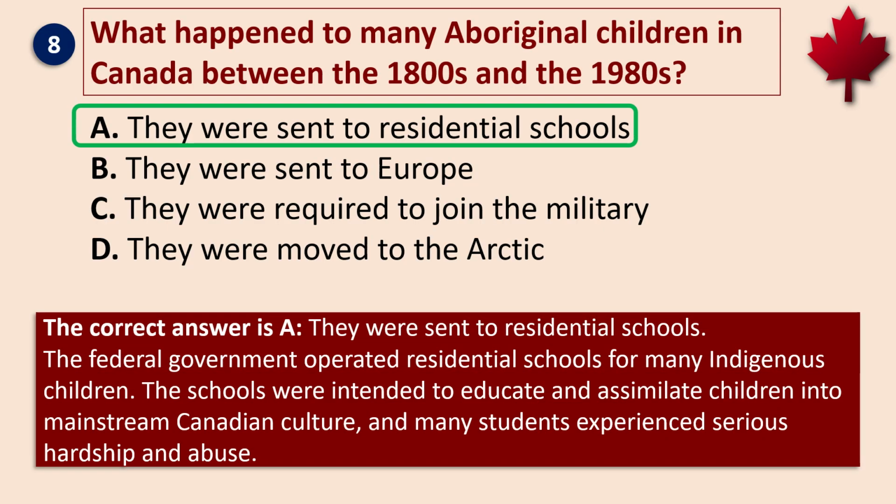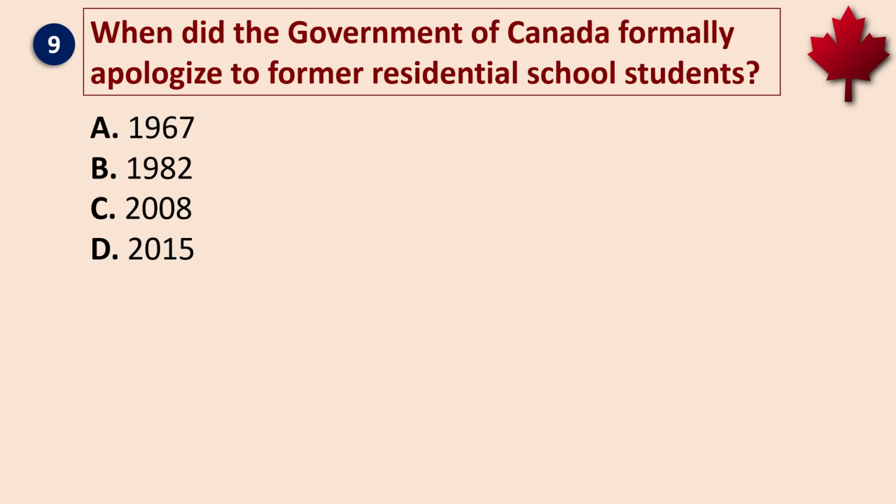The correct answer is A. They were sent to residential schools. The federal government operated residential schools for many Indigenous children. The schools were intended to educate and assimilate children into mainstream Canadian culture, and many students experienced serious hardship and abuse. When did the Government of Canada formally apologize to former residential school students? A. 1967. B. 1982. C. 2008. D. 2015.